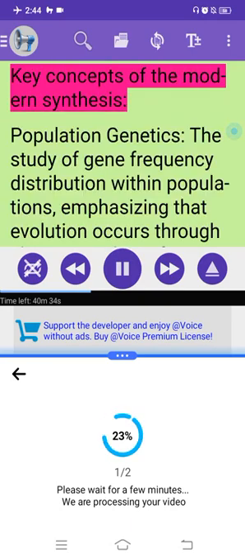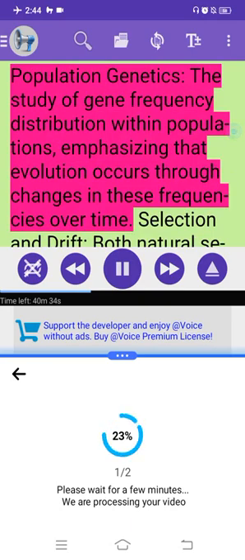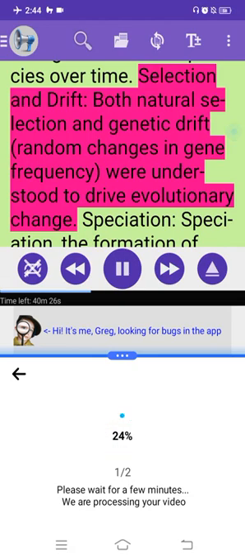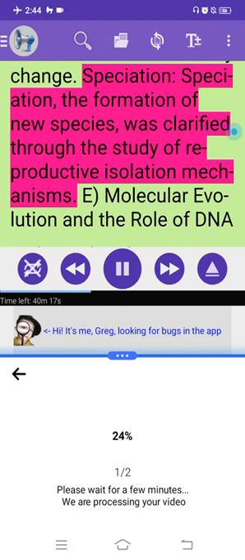Key concepts of the modern synthesis. Population genetics, the study of gene frequency distribution within populations, emphasizing that evolution occurs through changes in these frequencies over time. Selection and drift: both natural selection and genetic drift, random changes in gene frequency, were understood to drive evolutionary change. Speciation, the formation of new species, was clarified through the study of reproductive isolation mechanisms.